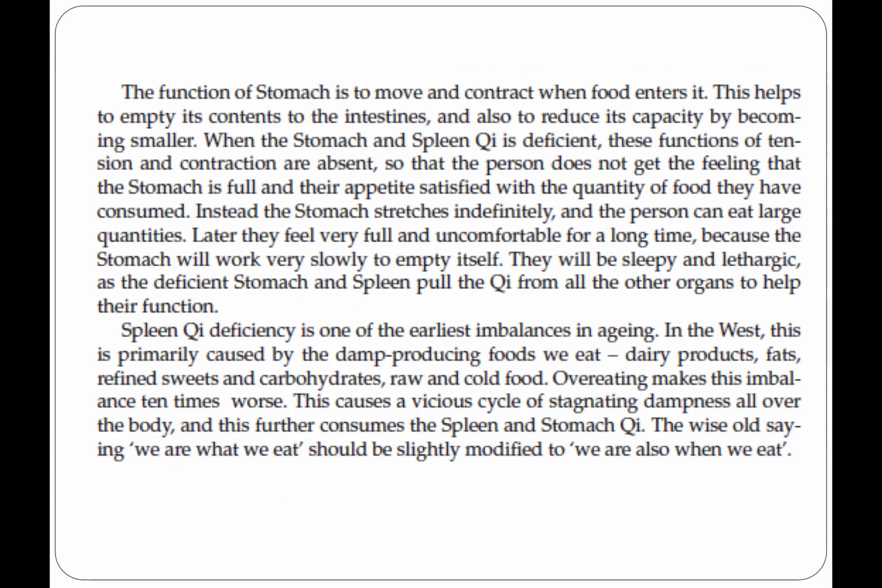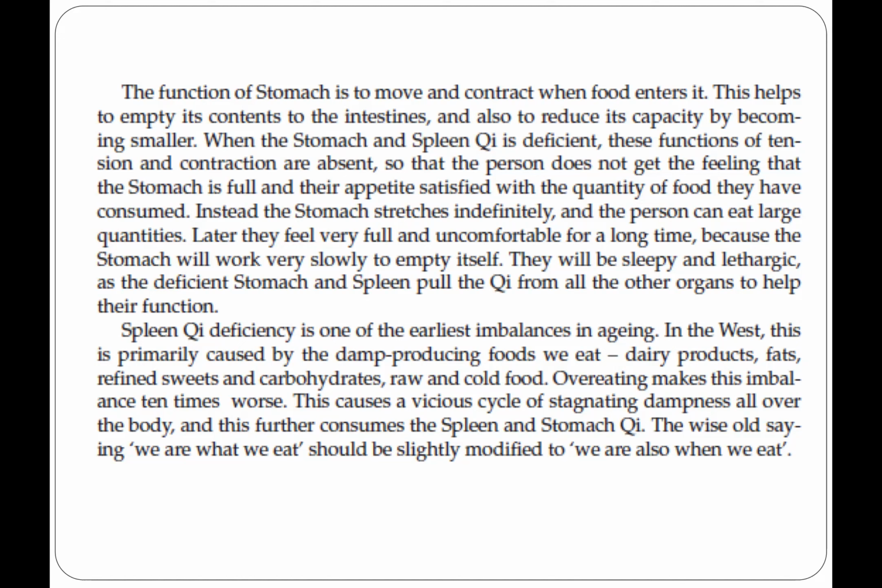Later, they feel very full and uncomfortable for a long time because the stomach will work very slowly to empty itself. They will be sleepy and lethargic as a deficient stomach and spleen pull the chi from all the other organs to help their function. Spleen chi deficiency is one of the earliest imbalances in aging.